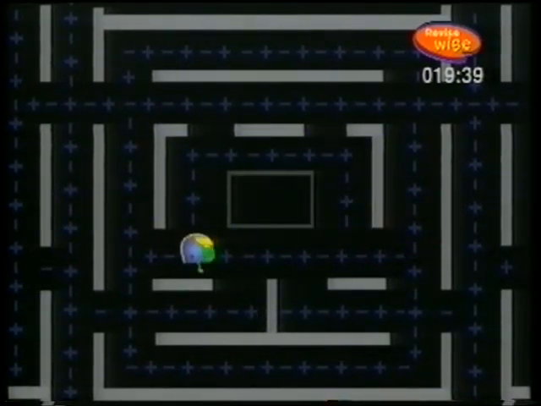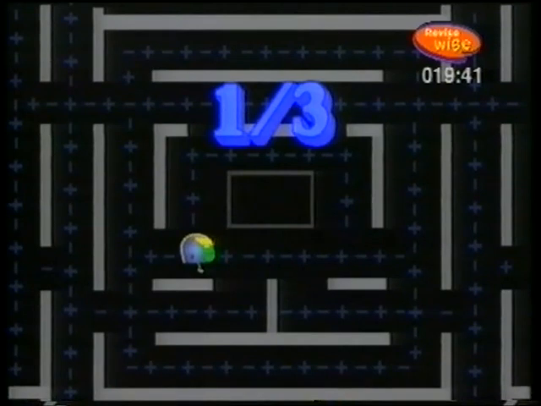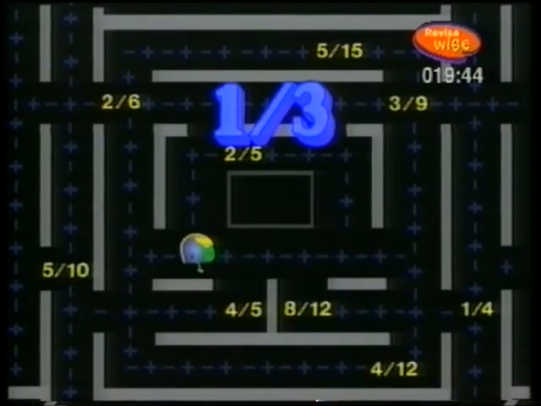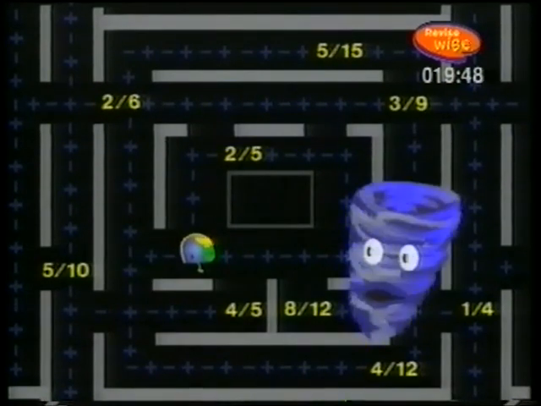Mathman, your mission is to eat only fractions equal to 1/3. When you come to a number, you will have until a count of 3 to make your decision, and beware the obstreperous Mr. Glitch. He will eat you if you are wrong.